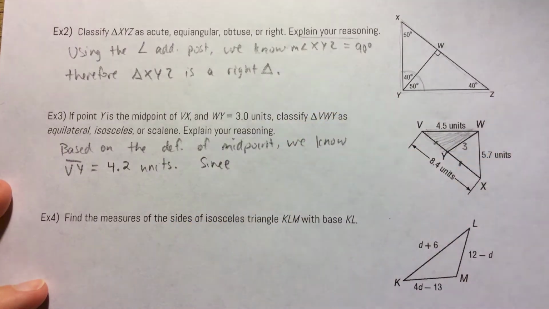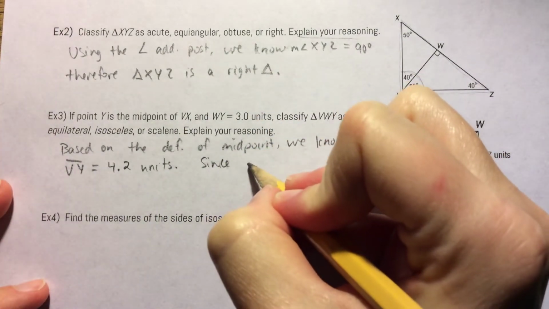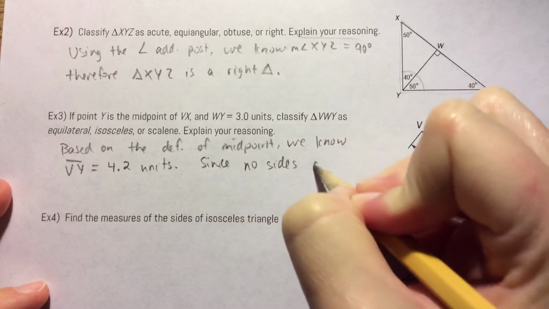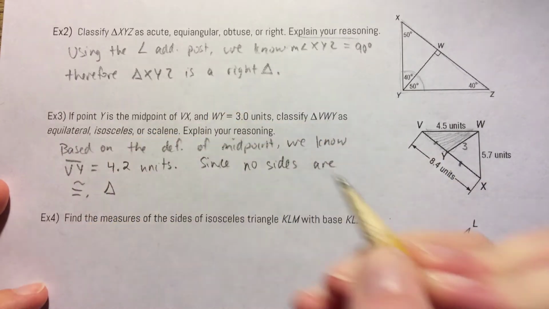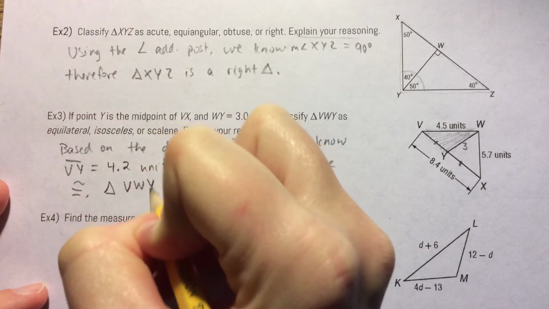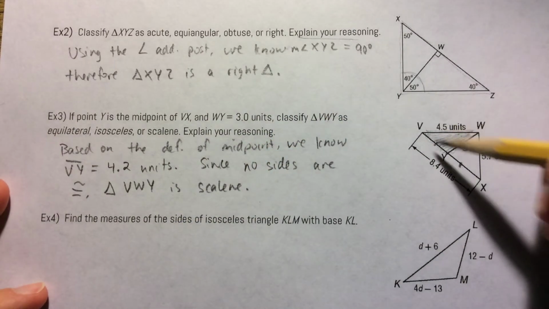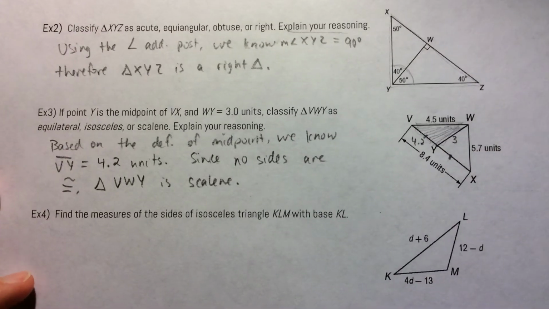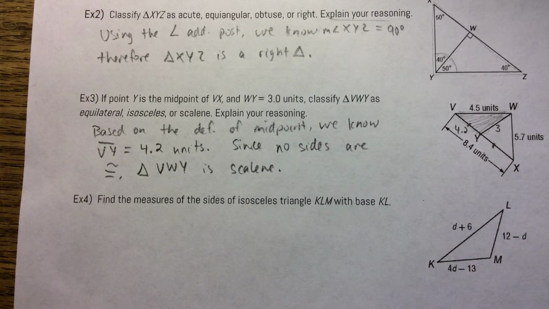Since none of the sides are congruent, triangle VWY is scalene. So we have a side length of 4.2, one of 3, and one of 4.5. So since they're all different, that means that has to be a scalene triangle.